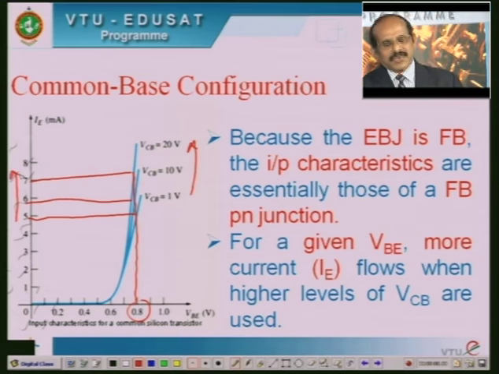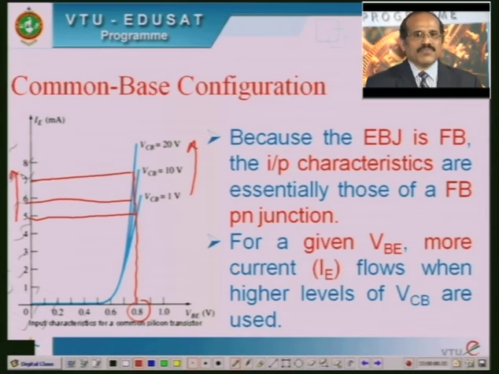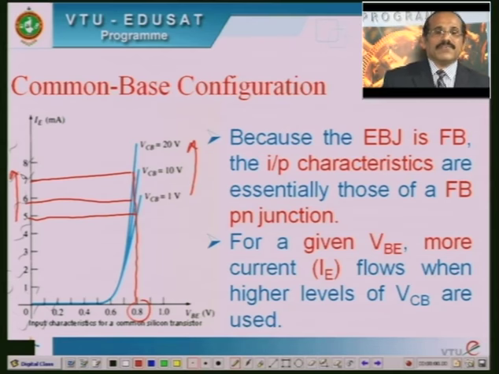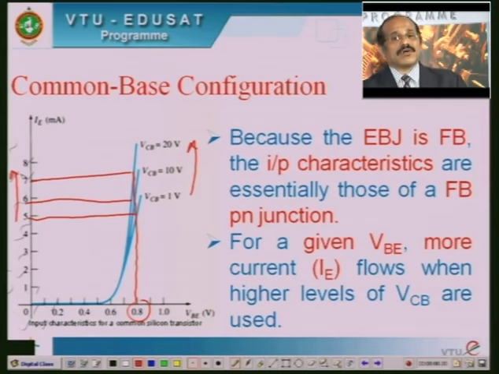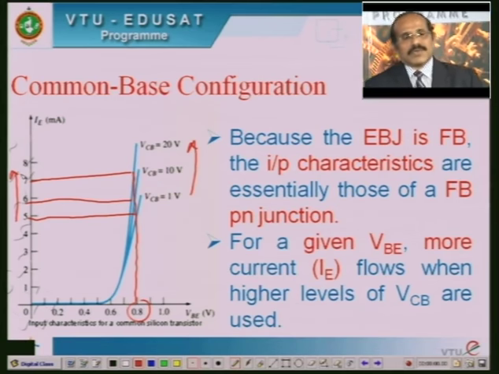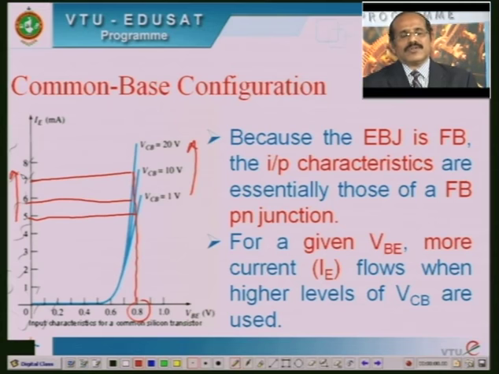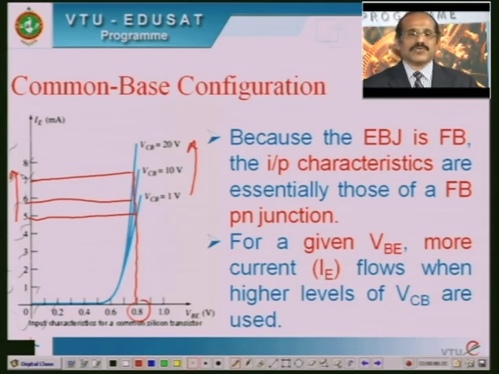The reason is that VCB, as you know, is a reverse bias applied across the collector base junction. Whenever it increases, the width of the depletion layer across the output junction increases, so the depletion layer penetrates more into the base layer, and naturally more of the majority charge carriers are swept into the collector.